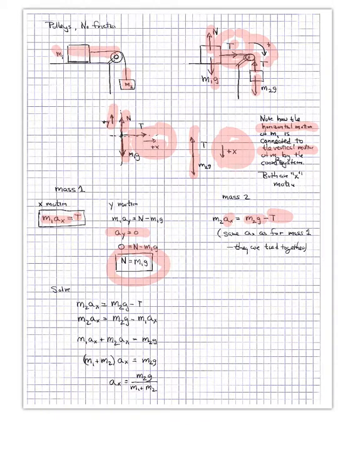All right, so I have two equations here and here. I have to do some algebra. I substitute in for T, m1ax, and I do some algebra, and I solve for ax. That's the acceleration of m2 downward and m1 to the right.